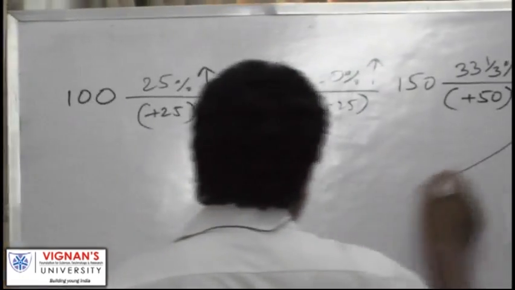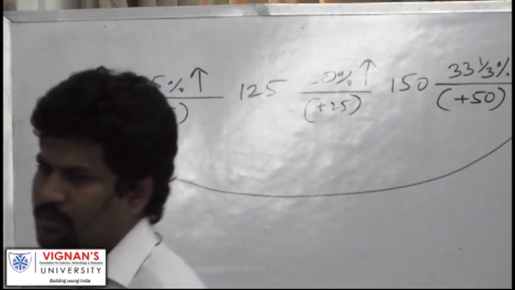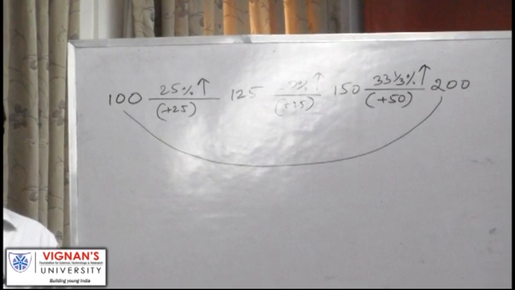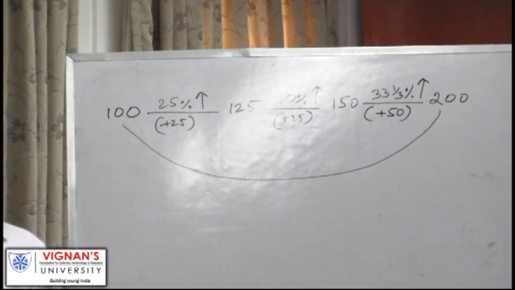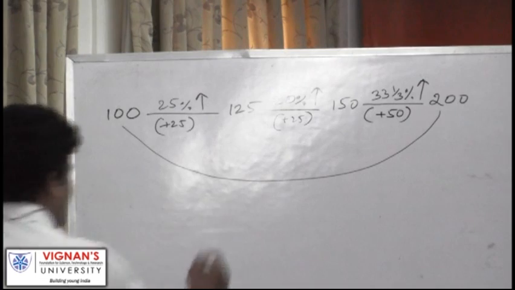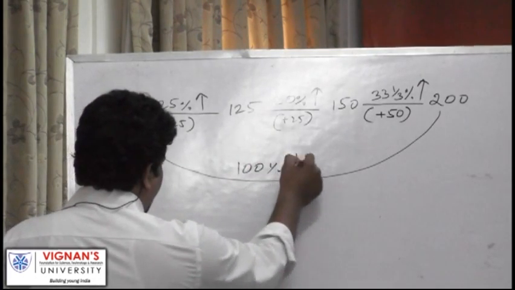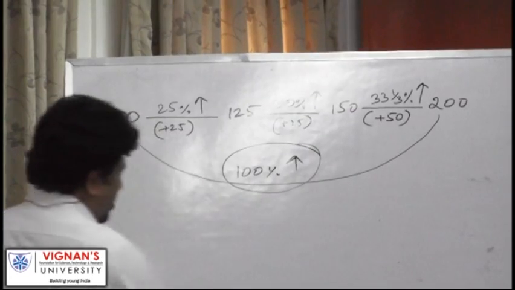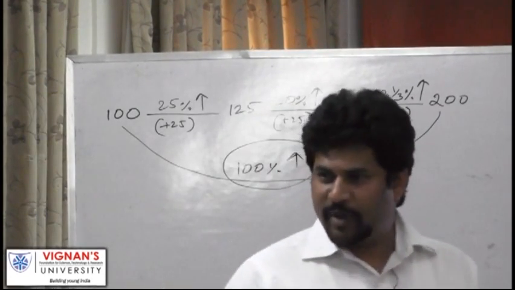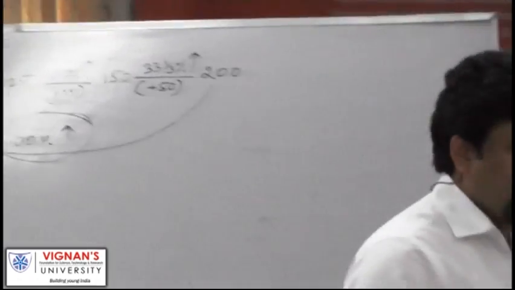So what is the initial volume? 100. What is the final volume? 200. Did the volume increase or decrease? How much? Out of 100, it is directly a 100% increase. So volume increased by 100%. That is our answer, right? The simplest way to answer this type of problem.